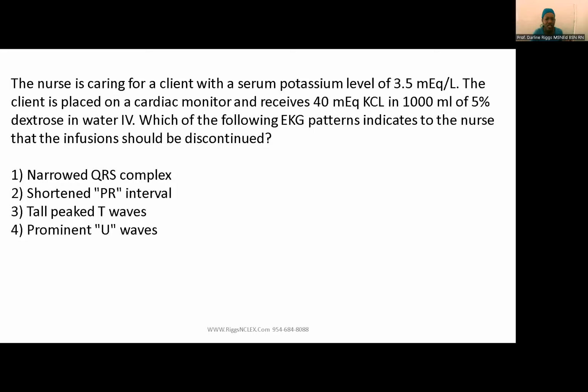Here's another frequent, common one. The nurse is caring for a client with a serum potassium of 3.5. The client is placed on a cardiac monitor and is receiving 40 milliequivalents of potassium chloride, 40 mEq, in 1,000 mL of 5% dextrose in water, intravenously. Which of the following EKG patterns indicates to the nurse that the infusion would need to be discontinued?